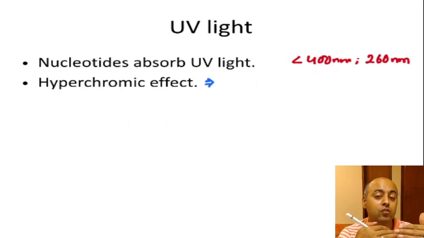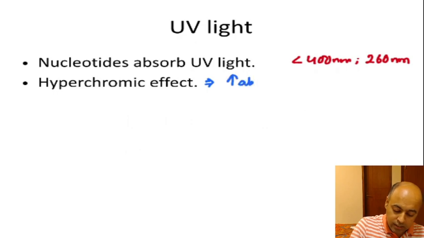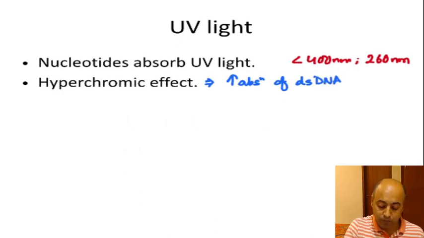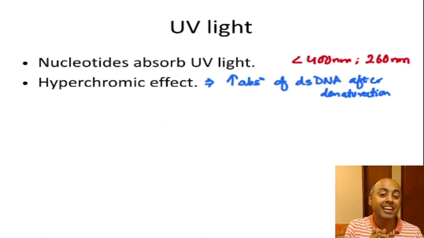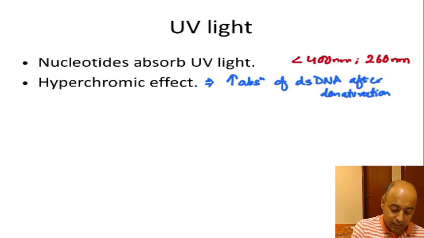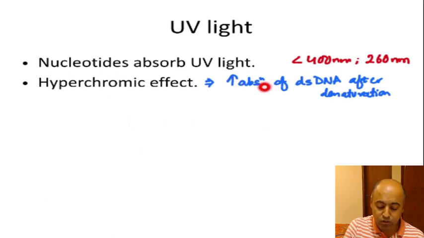Due to each of these strands of DNA being capable of absorbing UV light, there is an increase in absorption when you're using the double-stranded DNA molecule after what we call denaturation. Once you separate, both the strands are able to absorb the UV light independently. When they are together, absorption is less. When you separate both the strands, the total absorption is more. So when you are measuring the absorption, you find that suddenly more UV light is getting absorbed. We call this the hyperchromic effect. There is an increase in absorption of the double-stranded DNA after you separate both the strands.